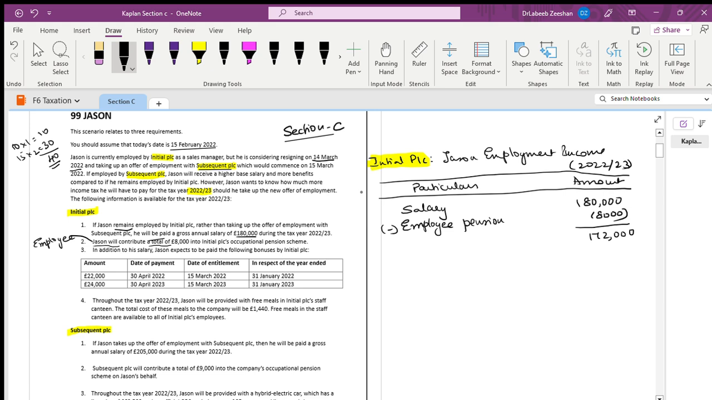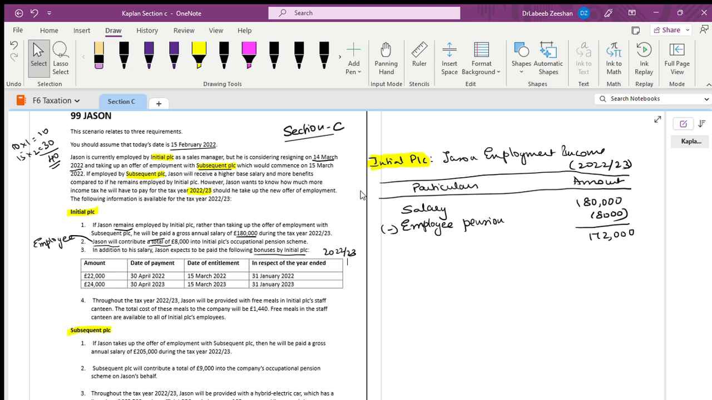Yeah. Now, what happened? They are talking about two. This is over, this is over. In addition to this salary, Jasons expect to be paid the following bonuses by the initial PLC. Now, how much are the bonuses? See the thing. They are talking about 22,000 and 24,000. Is it right? This is for which year? We are doing assessments for 2022 and 23.